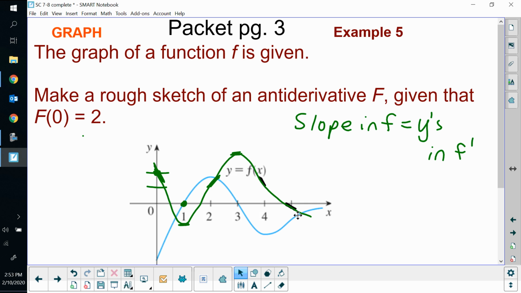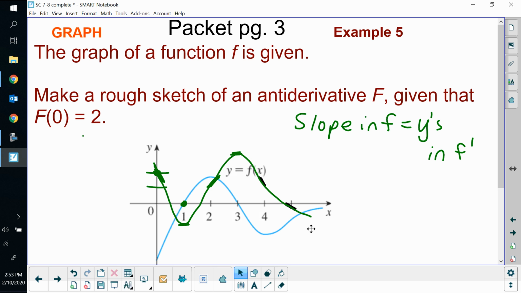And then here we've got y values of something smaller, maybe like -0.5, so I drew in a line segment with a slope of -0.5. You should now have 6 line segments, and all you do is connect them with a nice smooth curve. It should have given you enough to guide and show you the shape of the antiderivative.